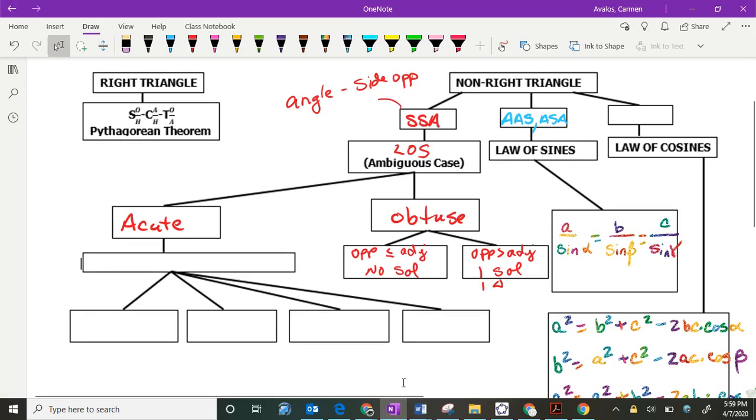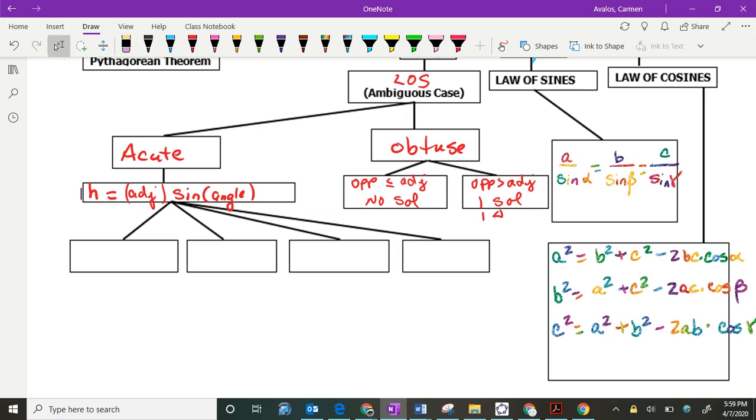So let's go back and write that on there. The thing that we need to do before we do all this is we need to find the height h, and that is going to be given by the adjacent side multiplied by the sine of the angle. Okay, so when we do that, we find the height, then we do the comparing. If the opposite side is smaller than the height, then there is no solution because there is no triangle. And that's what we just said.